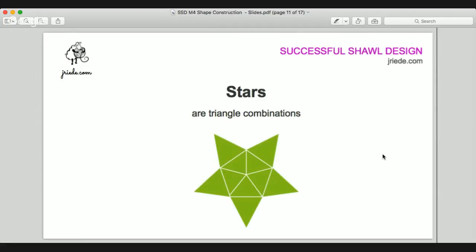Stars are triangle combinations too. In this case, we get a polygon consisting of 5 segments and another 5 triangles forming the tips of the stars.